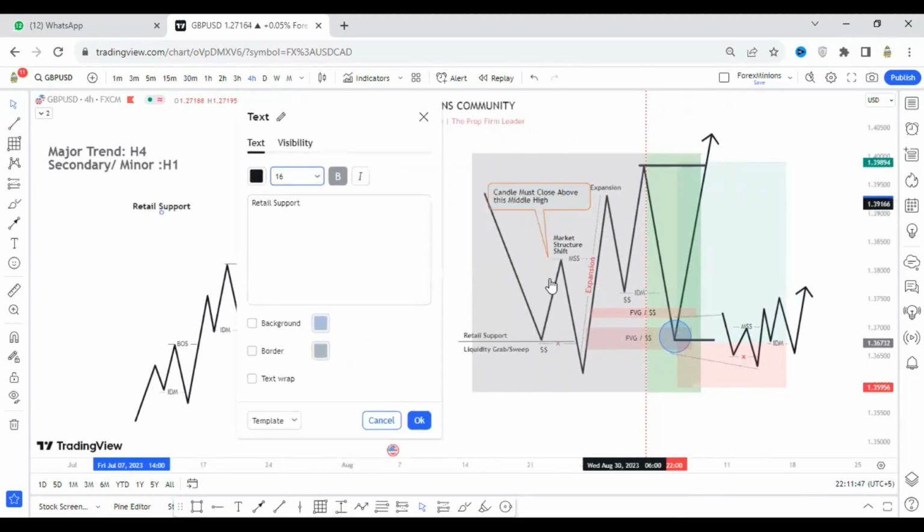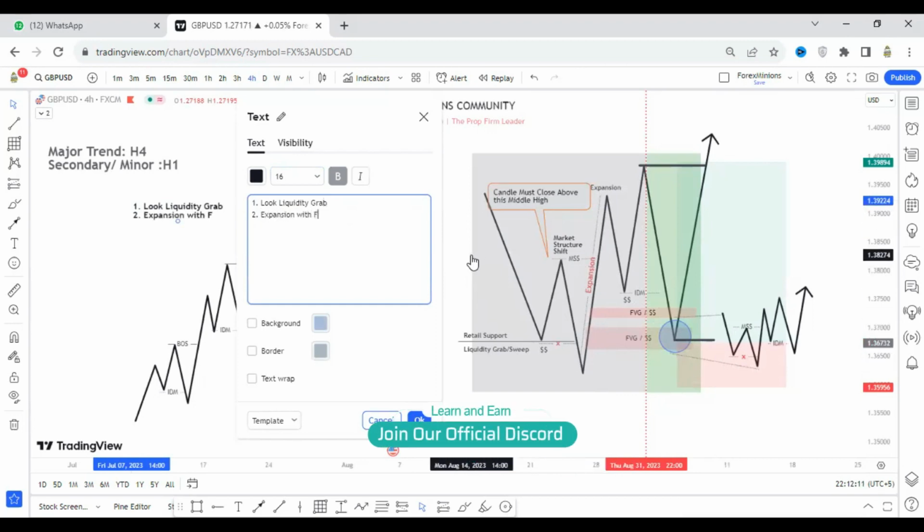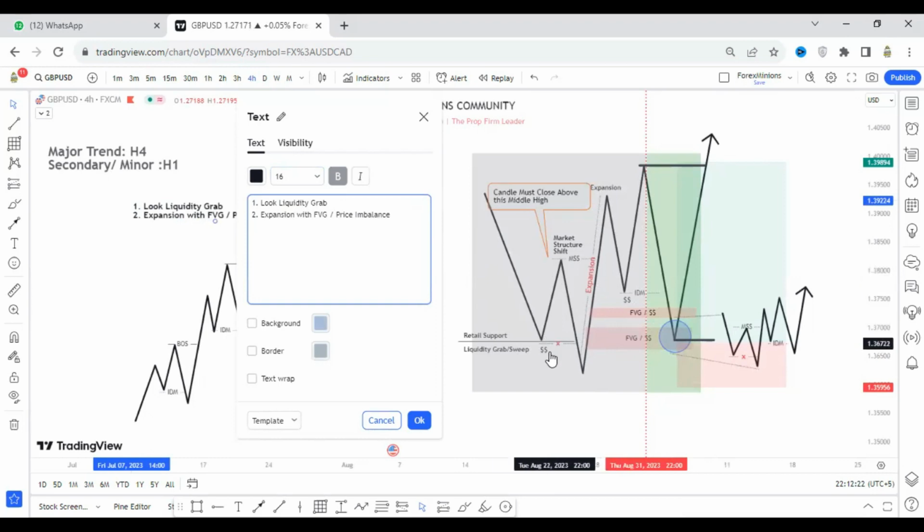Now if you watch this schematic diagram, what do we need to do? Simple. First, we need to look for the liquidity grab. Second, when the market takes out the liquidity, we need the expansion, expansion with FVG. Let me type price imbalance, because most African people call it price imbalance. First of all, liquidity sweep, then the market must have a strong expansion with a fair value gap imbalance.